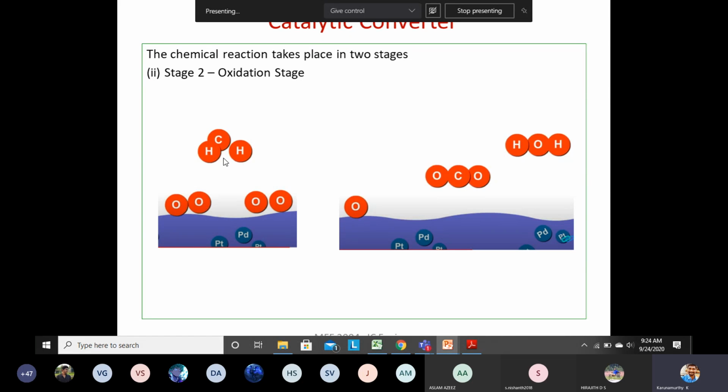This hydrogen that is present in the hydrocarbon is going to react with the oxygen, and it is going to form H2O. And the carbon from the unburned hydrocarbon is going to react with this, and it is going to form CO2. Okay. So in the second stage, we are going to have oxidation. Oxidation of carbon monoxide will become carbon dioxide, and oxidation of unburned hydrocarbon will lead to formation of water vapor and carbon dioxide, CO2.